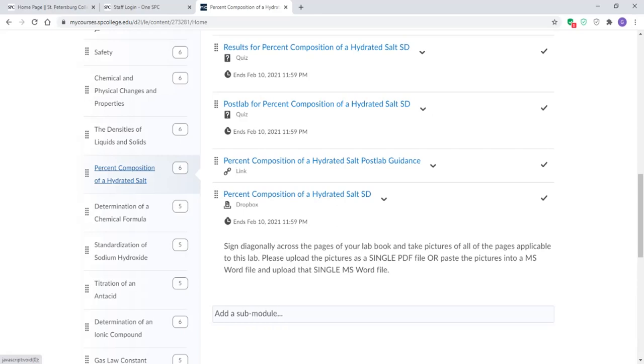But yes, you do have to submit a notebook each and every time you do an experiment. And the other advantage of doing the notebook, you're allowed to use it as a reference for your final practical.